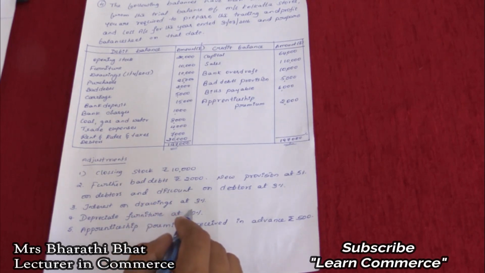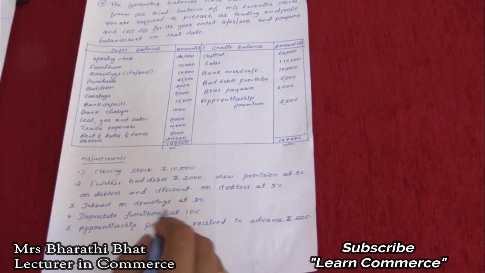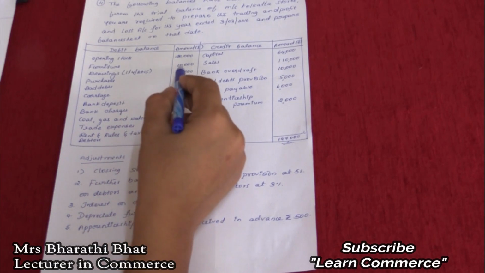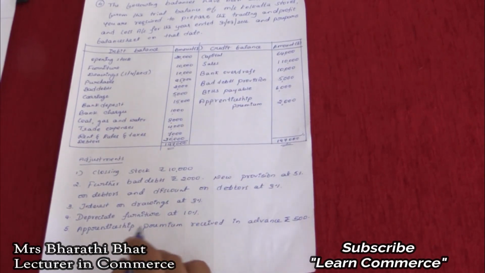Interest on drawings is given here, so we should consider the date of withdrawal. I told that. So depreciate furniture, it's an easy one, just calculate the depreciation on the original amount. Book value of the asset, 10,000 is the value of the asset, 10,000 into 10 by 100. We should write the depreciation amount in the profit and loss amount column, not the asset value.